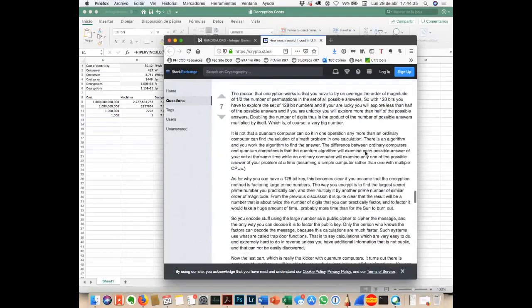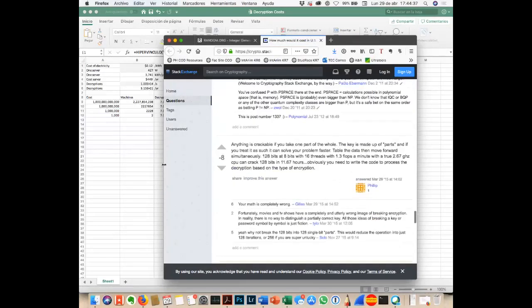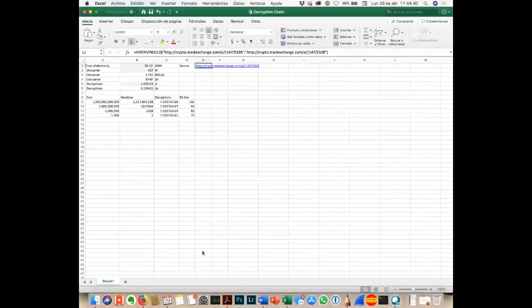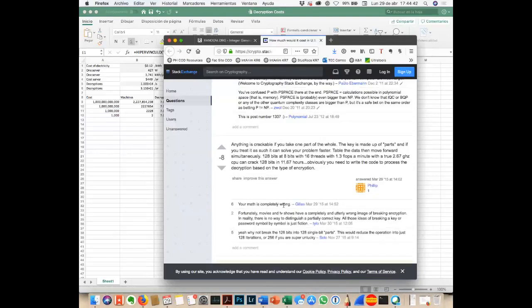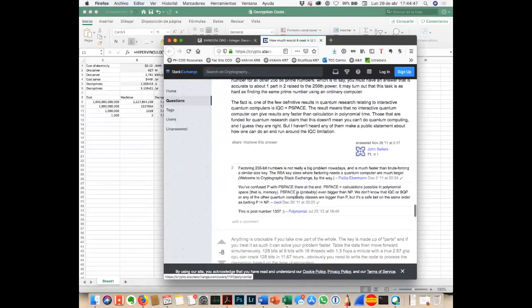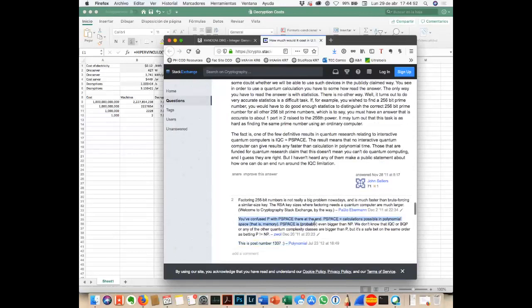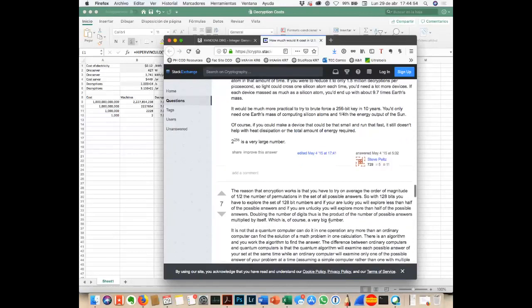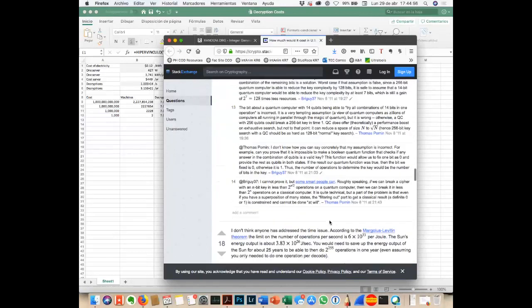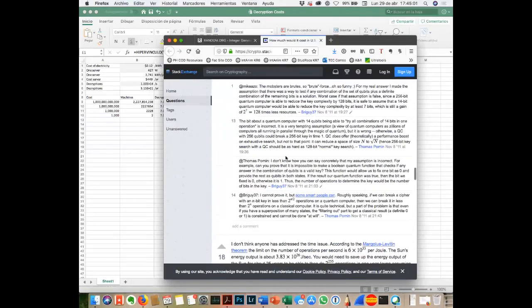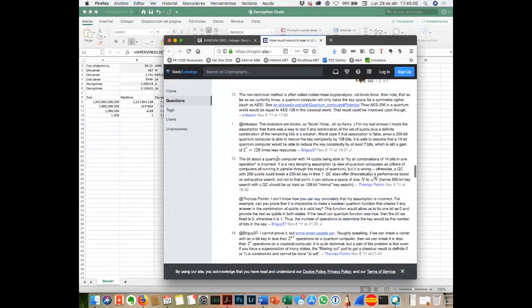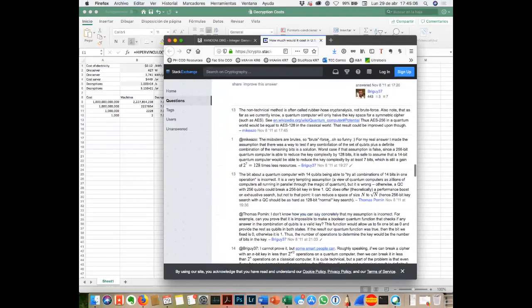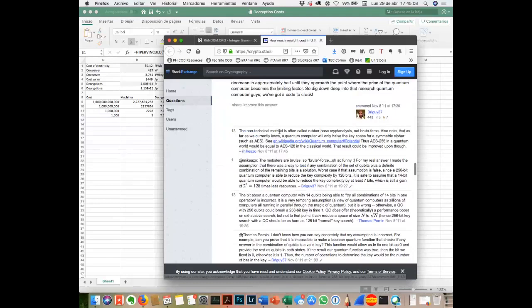But one of the things that came out of this was this guy posted a Google Sheet spreadsheet. And oh, here you can see here. Your math is completely wrong. Yeah, why not break the 128 bits, blah, blah, blah. This is post number 1337. You've confused P with P space. Some of these are nicer than others, basically ways of telling people they're idiots. Some smart people can. I don't know how you can say concretely, blah, blah, blah. The mobsters are brute, so brute force. Oh, so funny. Okay, so nerd humor too.